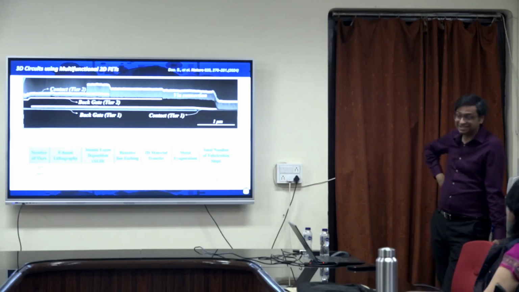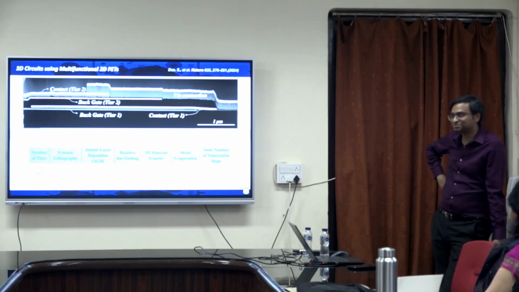There are 38 lithography steps. It's a Herculean task for the students who did it. I think they took not long. They made this entire thing in a month, working literally day and night. There were 4 students working on this.